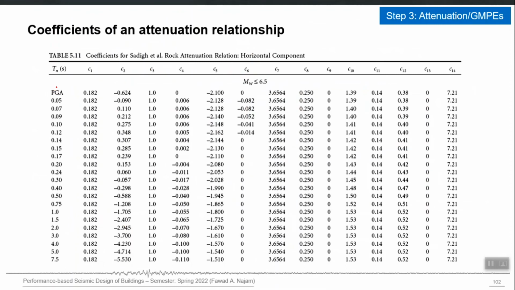So, it is telling you that if you have PGA as your main predicting hazard parameter, this whole row tells you what should be the coefficients C1 to C14. In this particular GMPE, there were 14 coefficients, right? If you want to predict spectral acceleration at 0.05 seconds, you use the second row of coefficients, right? Similarly, you go up to 7.5, which means that by just applying this GMPE, you can plot the response spectrum of your site. You can predict PGA and spectral acceleration at any time period, and finally you can make a response spectrum.